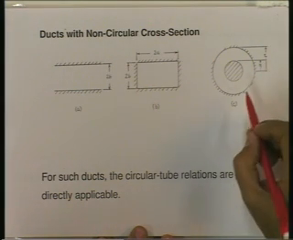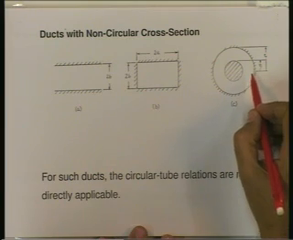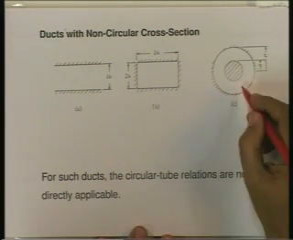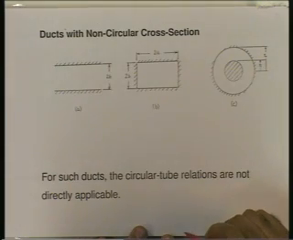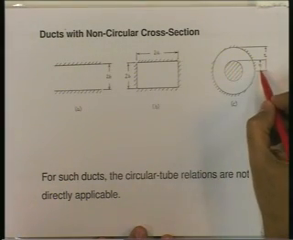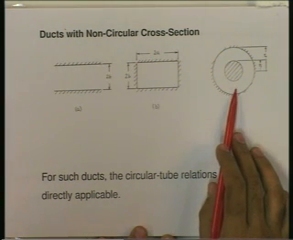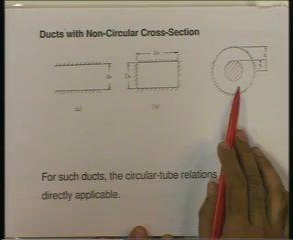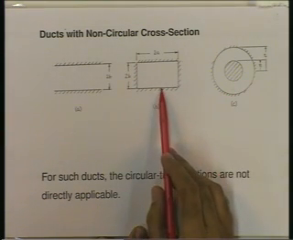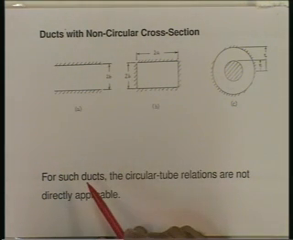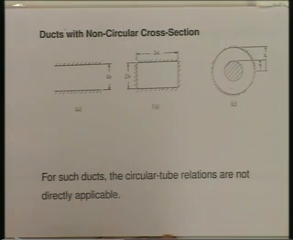So, it is possible that this is a tube inside another tube and this is the annular zone of flow. The inner tube will have a radius Ri, the outer tube will have a radius Ro. This is a common situation in double pipe heat exchangers, and this is an approximation of a situation which is reasonably common in car radiators. Of course, for such ducts, circular tube relations are not directly applicable.